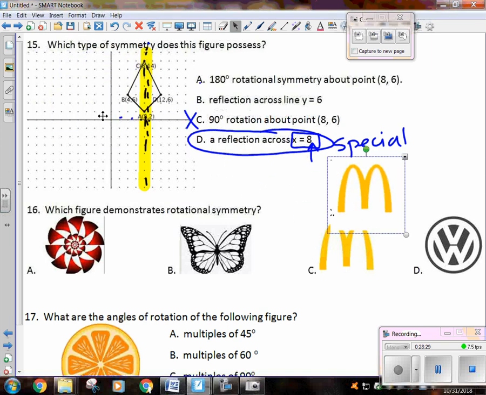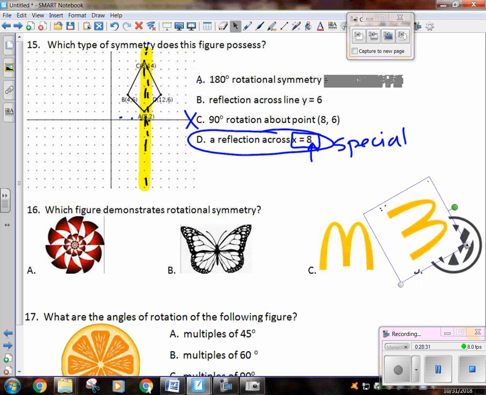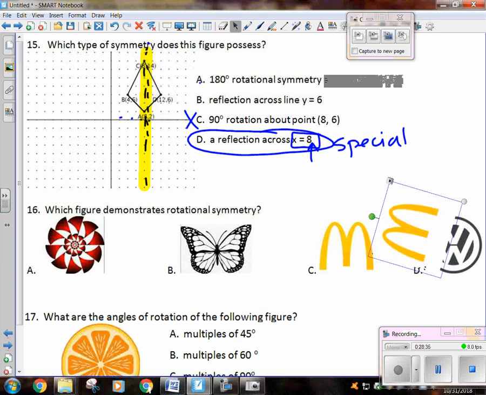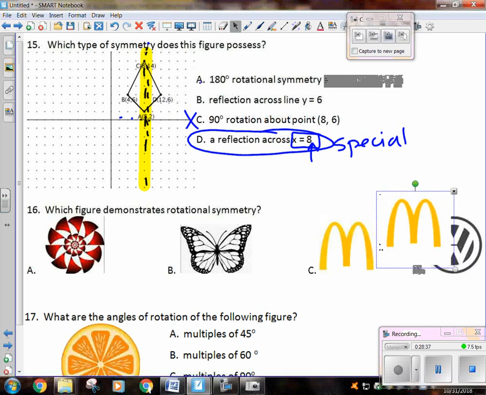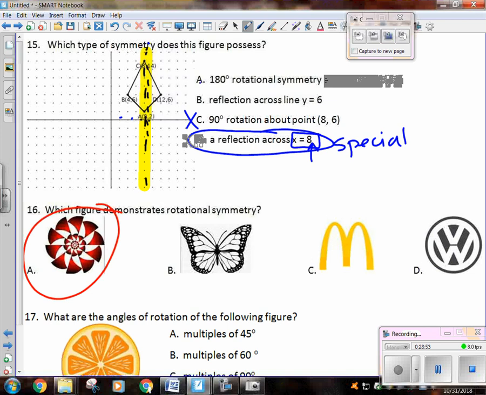And if I grab this one at any position when I rotate it, it doesn't look the same, doesn't look the same, doesn't look the same. It looks different. It has symmetry on a line, but we're not doing line symmetry. We're just doing rotational symmetry. Okay? And I hope you can see for a similar reason the VW symbol, no. So the only one that has rotational symmetry is A.